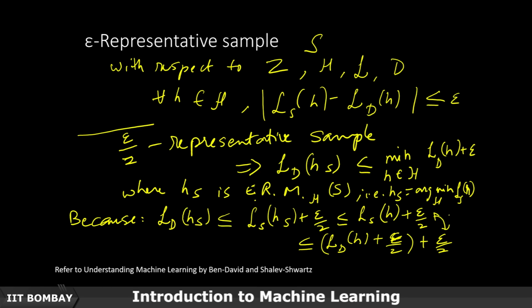So what this tells us is that if we have an epsilon by 2 representative sample, then we can guarantee PAC learning if such samples exist for a particular hypothesis class. This gives us a framework for concentrating on reducing the training error for a sufficient sample size to guarantee that we will get probably approximately correct learning.